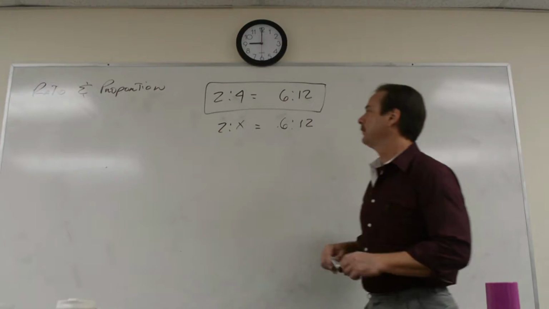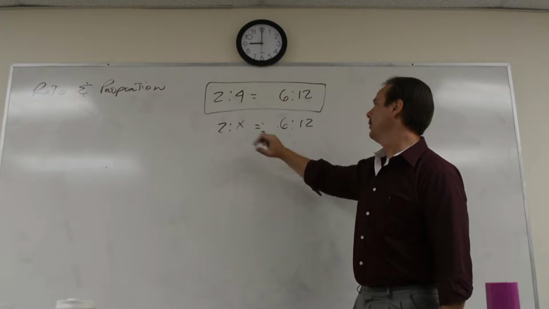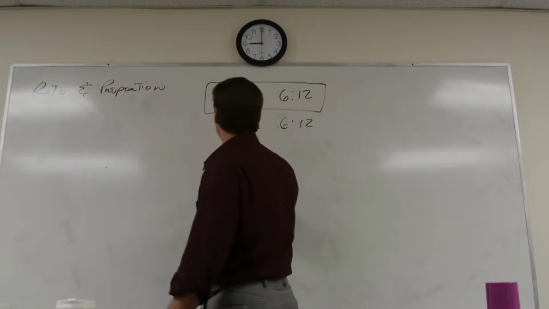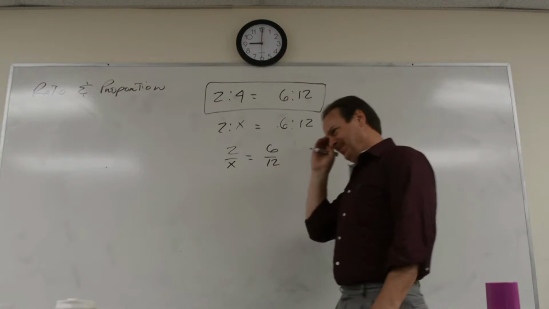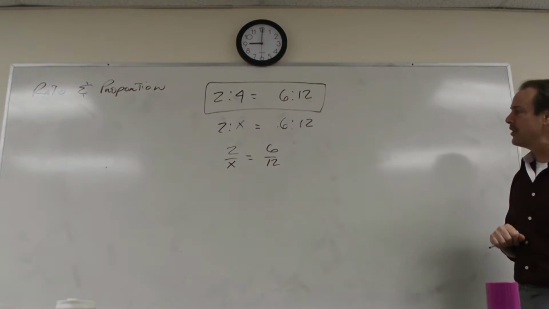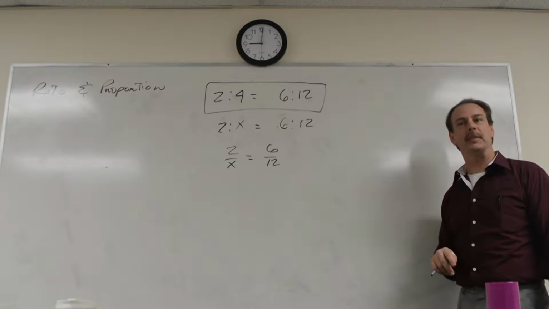Go back to this one now. In this case, we switched. Now the x is going to be on one of the means. All right, let's switch this over to 2 over x equals 6 over 12. We can't do that little trick there, right? Because the unknown is not in the numerator. Right? Presents a slight problem.